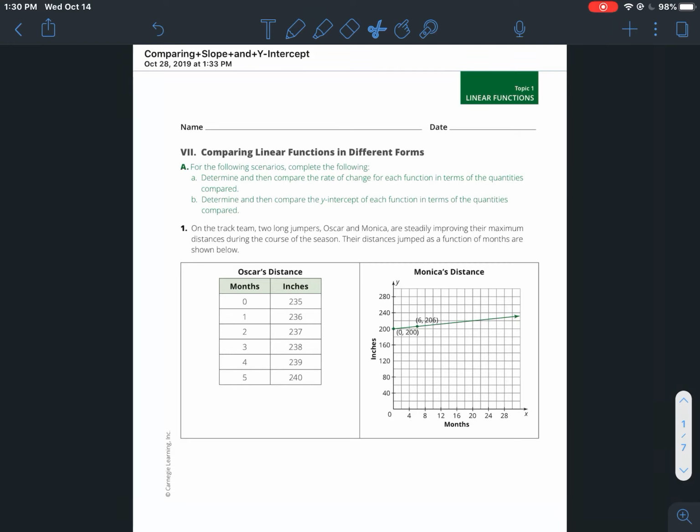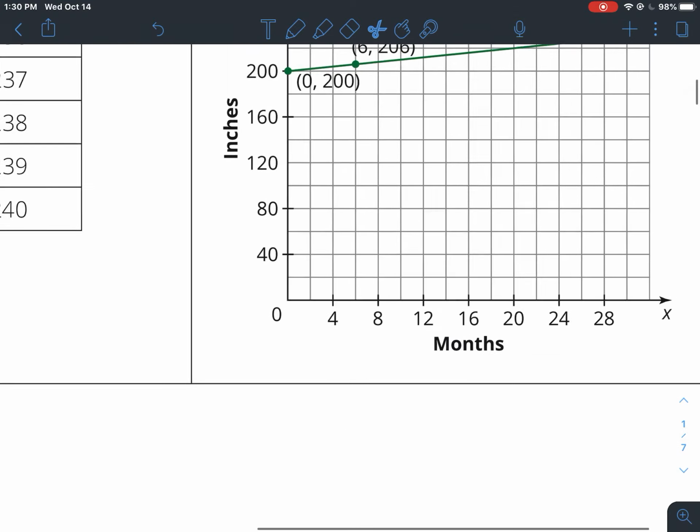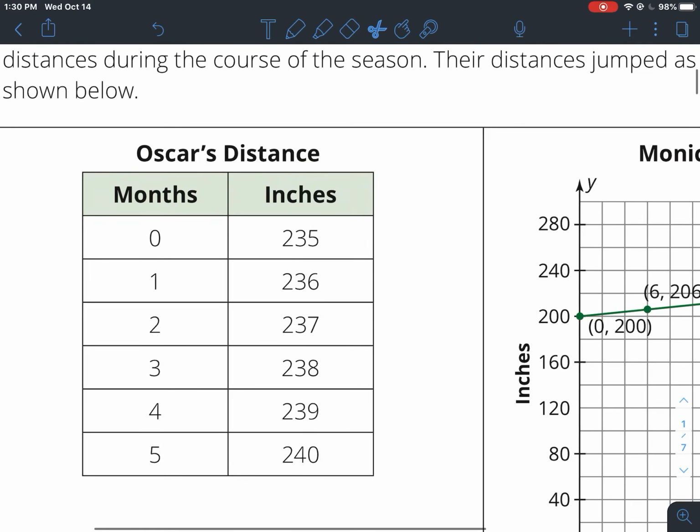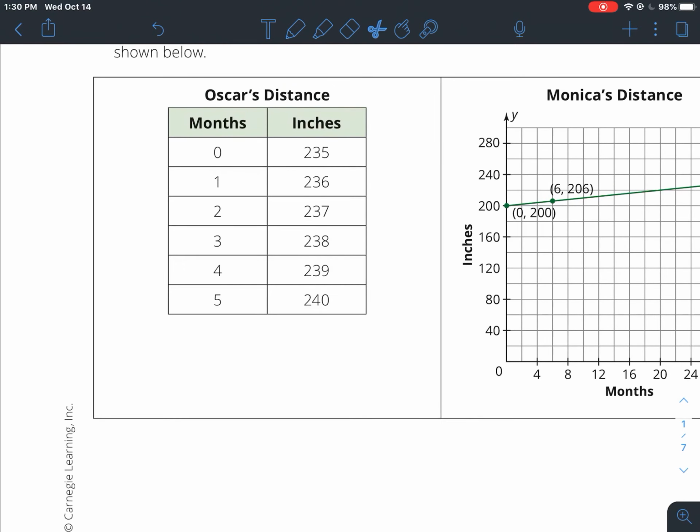So Oscar's data is shown in a chart and Monica's distance is shown in a graph. So for both of them, we have months as the x value, the independent, and our dependent variable, which is our y's, our distance in inches. Okay? So where should we start? Let's start with y-intercept because I think that one is easier for most students. So let's start with the easy one first.